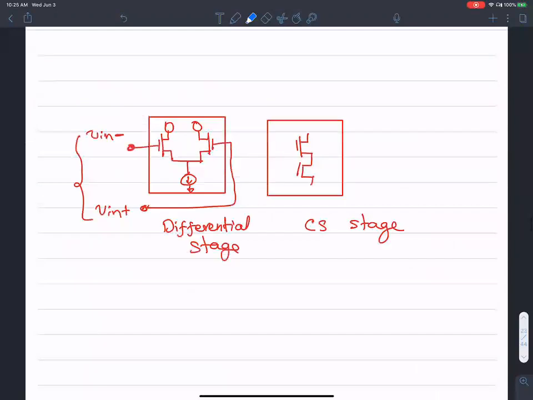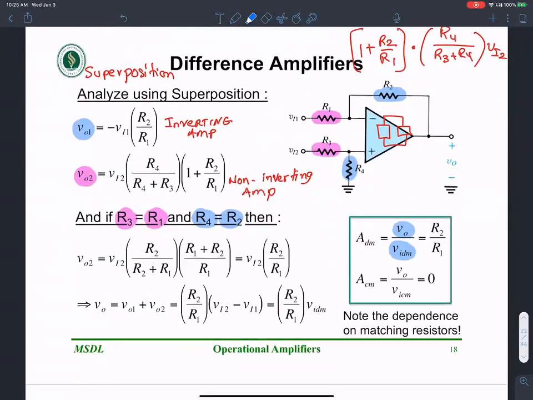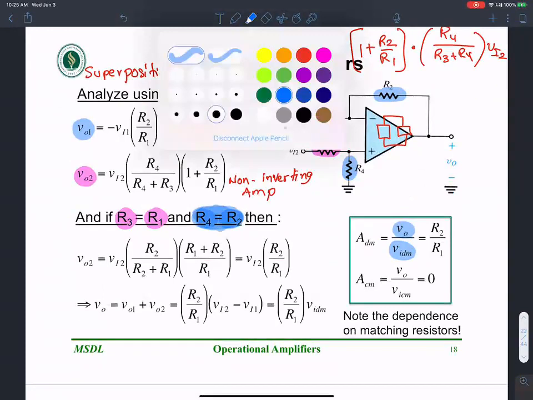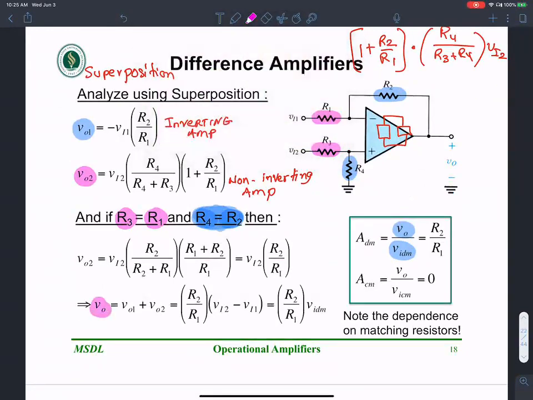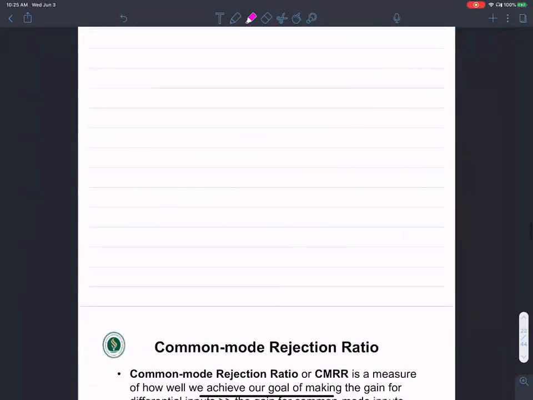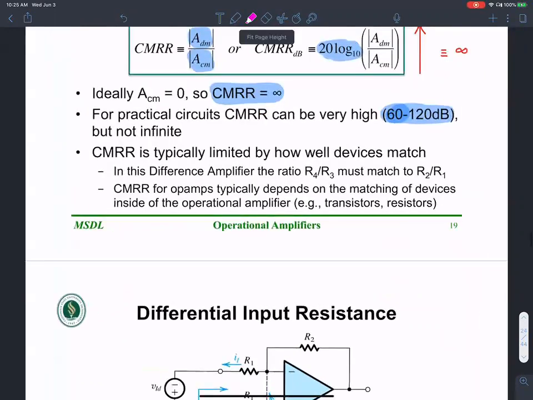See, earlier I defined certain relationships, right? I started out by saying that R4 should be equal to R2, and these definitions for V out were based on the understanding that R3 equals R1. But as with any circuit components, all of these resistances have some tolerances and they may or may not exactly match. As a matter of fact, it's more likely than not that they don't match. There is some tolerance, and that sets an upper limit on the common mode rejection ratio. So the common mode rejection ratio is typically limited by the match between devices.